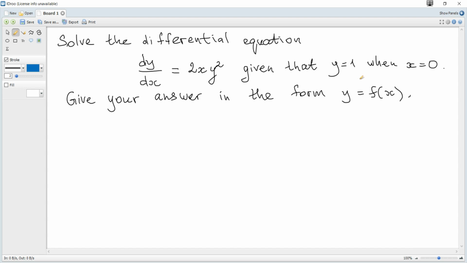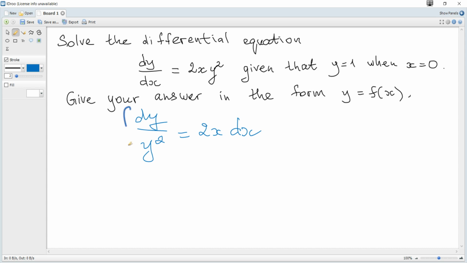Solve the differential equation dy over dx is 2xy squared. To solve this differential equation, we need to separate variables. It means everything with y to the left, everything with x to the right. And we can see that we can just divide both sides by y squared to get dy over y squared is equal to, and multiply both sides by dx to get 2x dx on the right hand side.